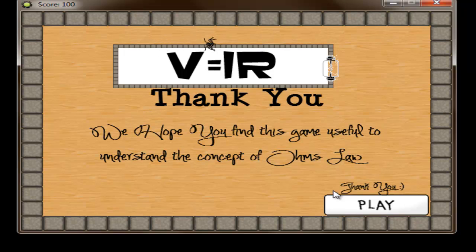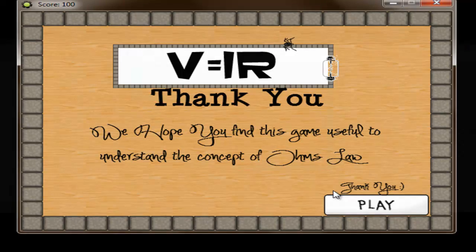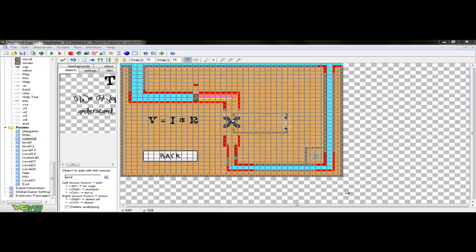Well, this is the window that appears after you finish the game. We have used a software called Game Maker to make our game V equals IR. All the major objects and instances are placed in a room, as you can see here. In this room we are working on a 16 by 16 grid, and we have placed the objects which have certain events. The objects are made of sprites, which are small static images, as you can see here.